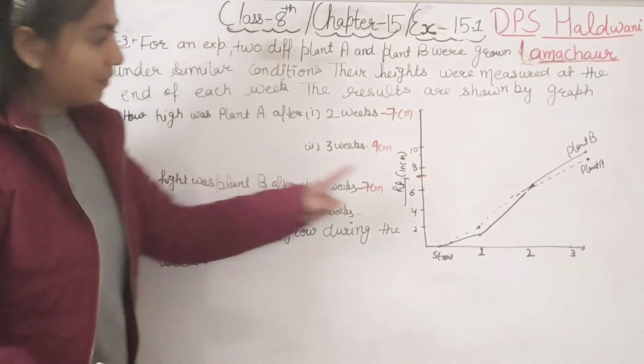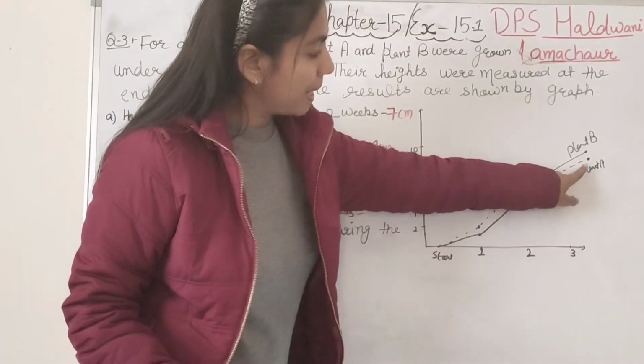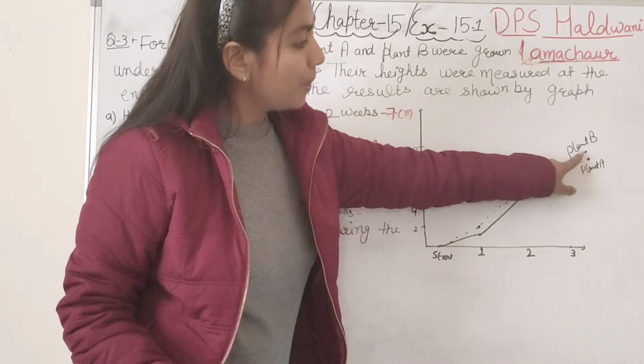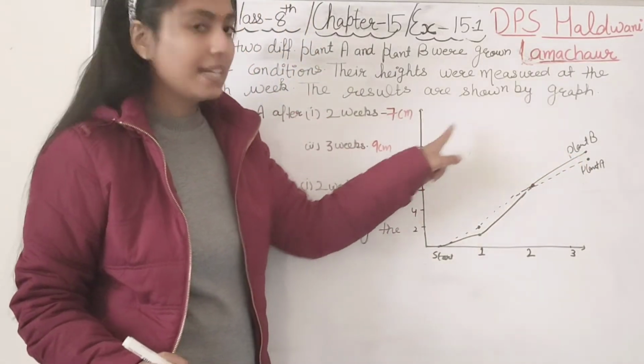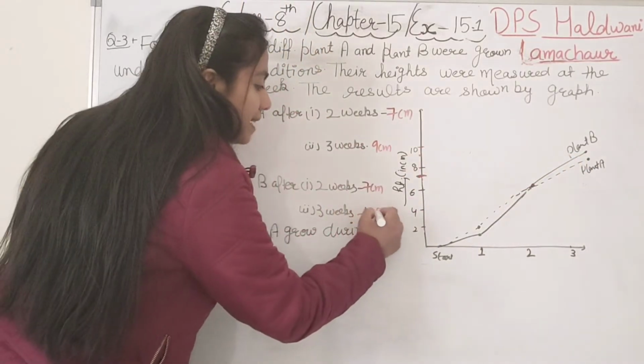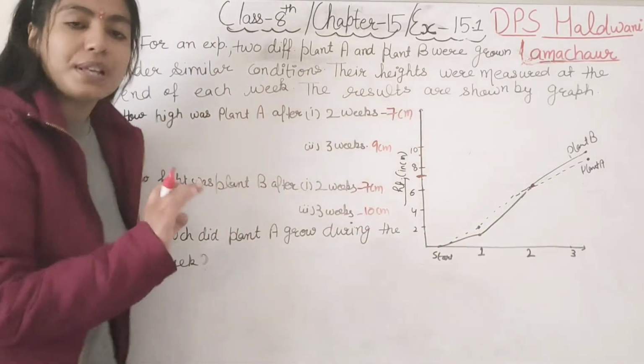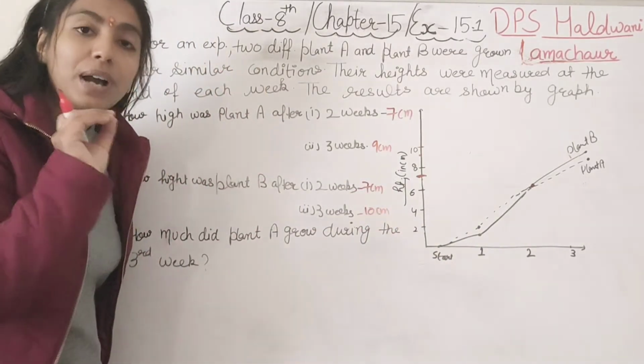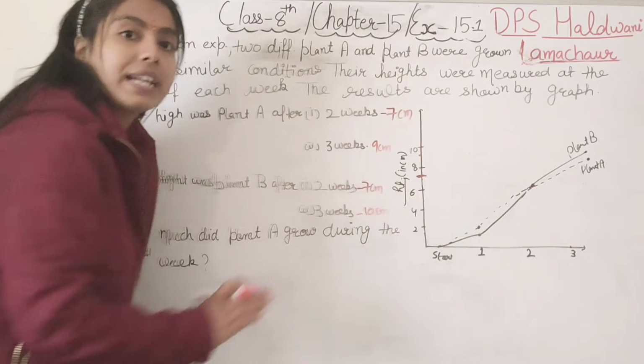Now after 3 weeks, you can check: plant A is here at 9, and plant B is a little higher, at 10. So it means 10 centimeter. Right, student? Questions are very simple. You only have to see the graph very nicely.